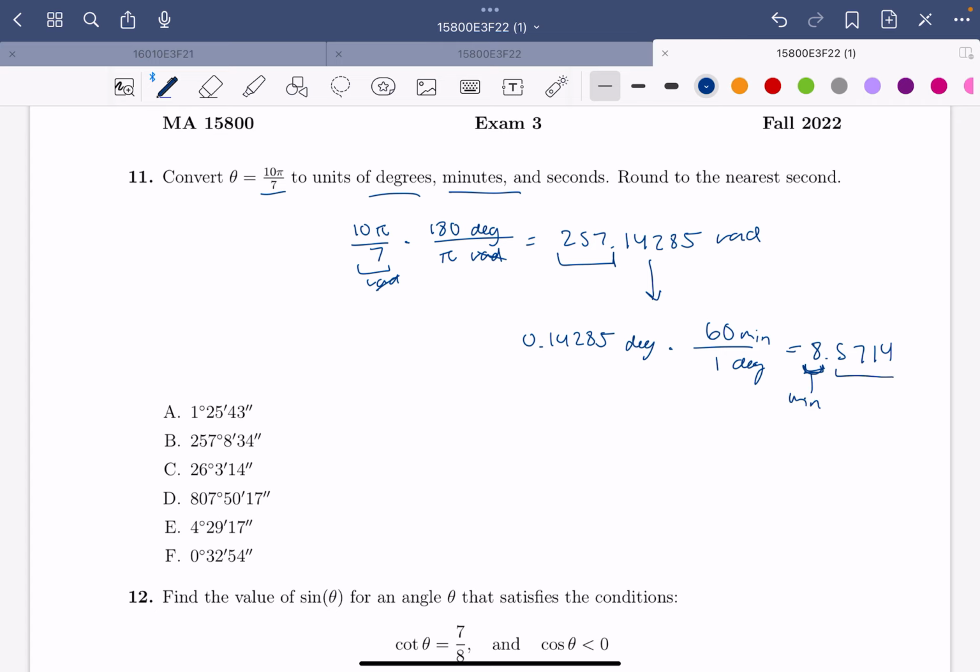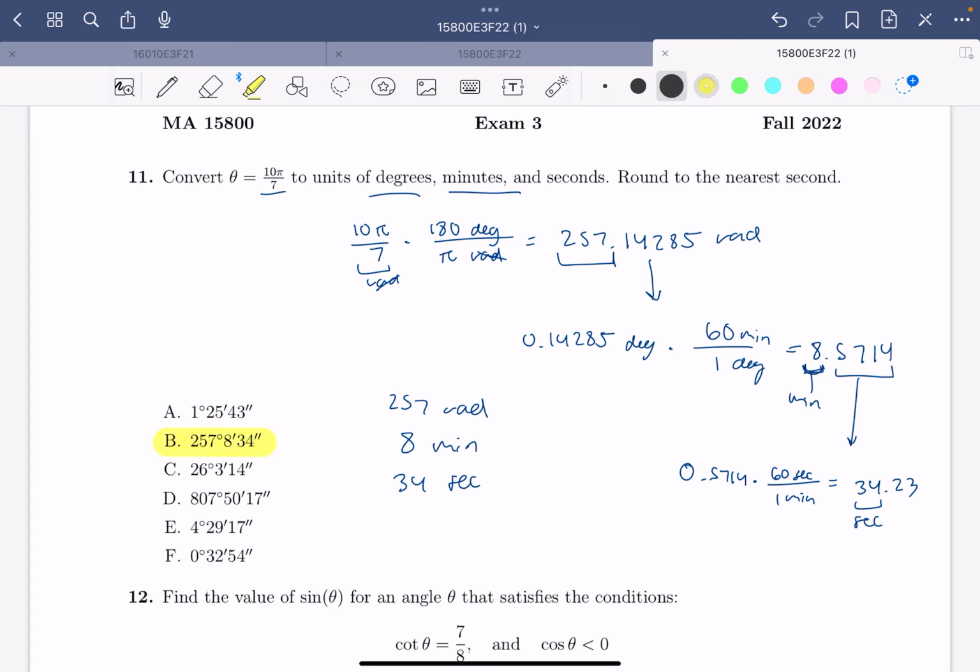Now if we take this part with the decimal, we need to find the remainder, and that will be in seconds. So 0.5714 times 60 seconds per 1 minute equals 34.28, where 34 is the number of seconds. So if we wrap up all of our answers, 257 degrees, and then 8 minutes, and then 34 seconds. If we look at our options, that gives us B, where there is 257 degrees, 8 minutes, and 34 seconds.